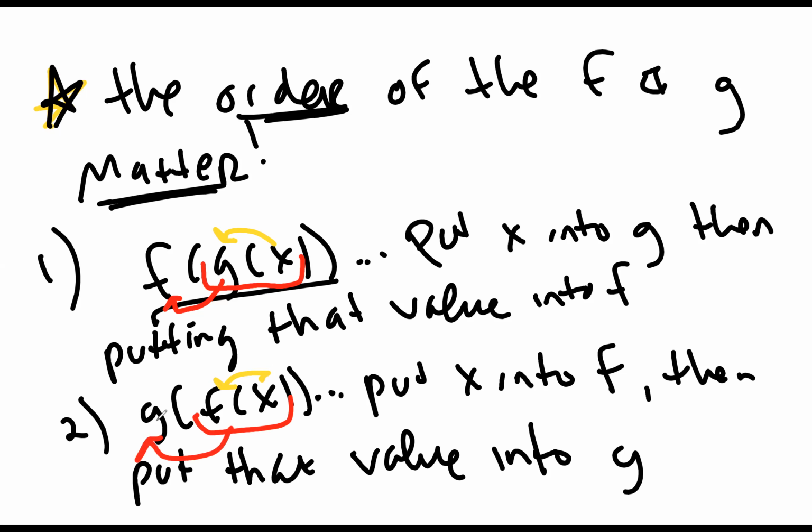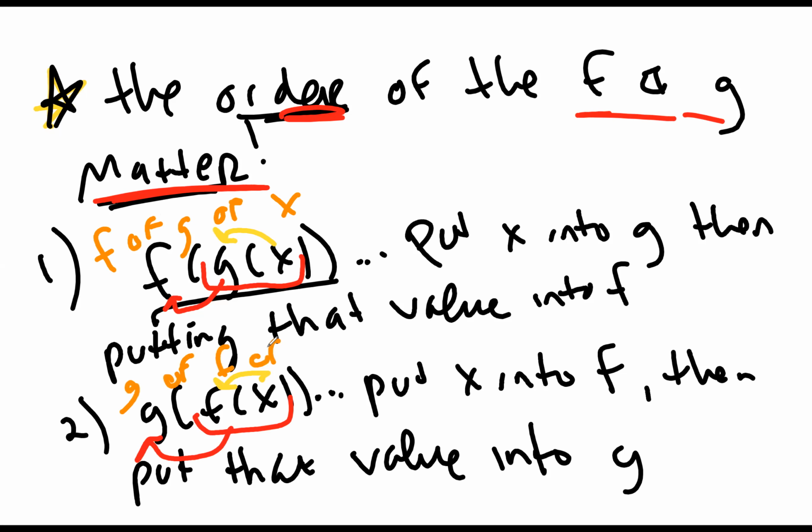The whole idea behind this is that the order of the F and the G makes a difference. If you have a question that looks like number 1, and it says F and then G and then X, that is read F of G of X. If you have a question that looks like number 2, that is read G of F of X.